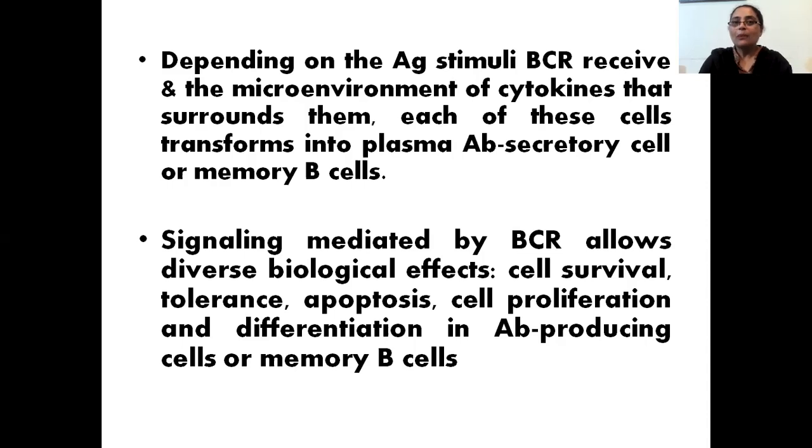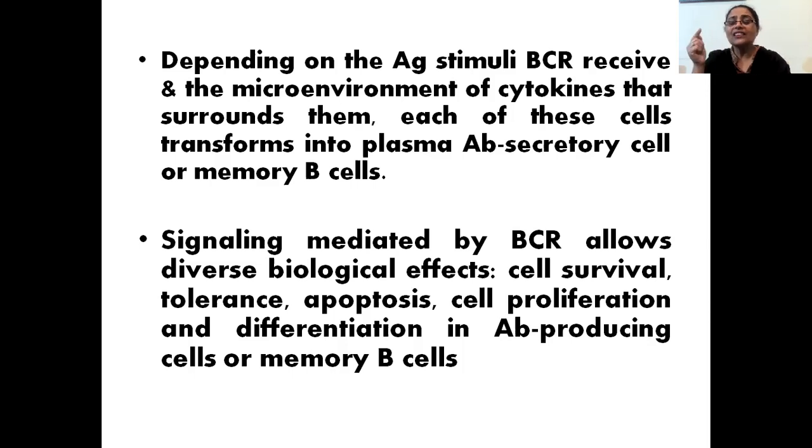When they go to secondary lymphoid places, what happens? They come across the antigen. And when they come across a particular antigen, this antigen will stimulate the B cell receptor. And this B cell receptor will receive this antigen, and there will be a microenvironment while these B cell receptors are receiving an antigen. In that environment, a number of cytokines, which are the co-stimulatory factors for B cells, play an important role.